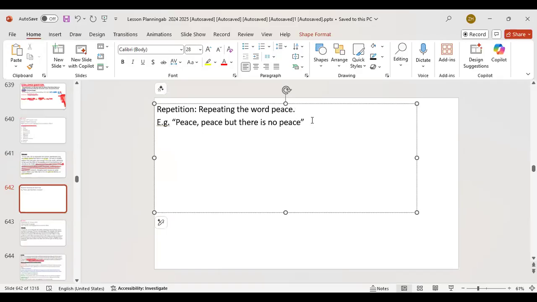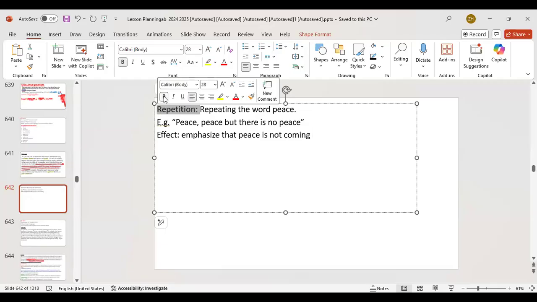What's the effect of repetition in this? Remember, it could emphasize a point. Very good. Emphasize that peace is not coming. All right, so that's repetition.